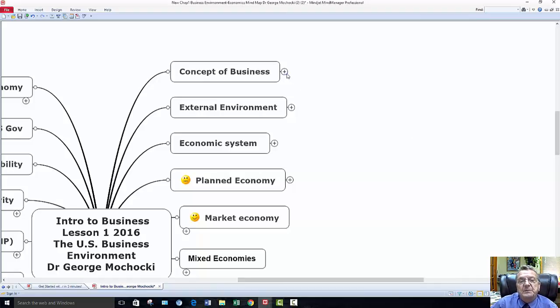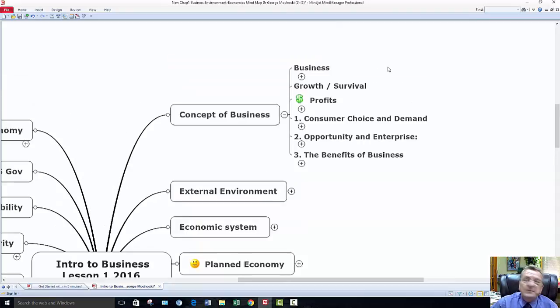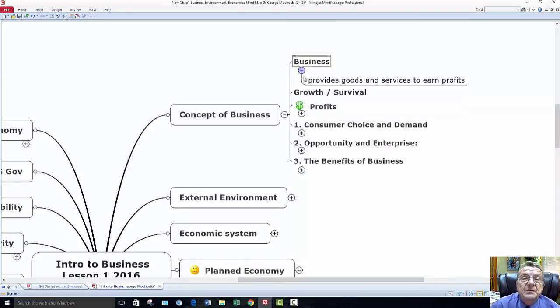Okay, concepts of business, real general, real quickly. What's business? Come on, general. I don't have to go through all of them, but I'll open them up. You'll provide goods and services. And the goods and services could be tangible or it could be intangible.